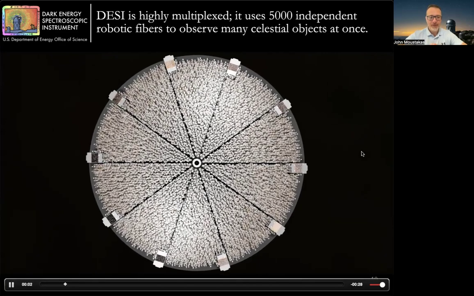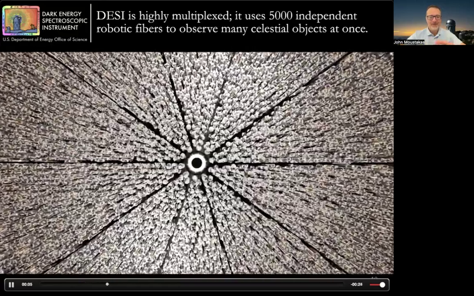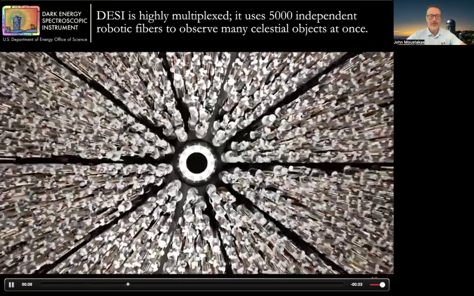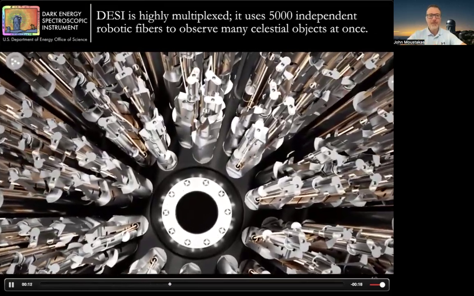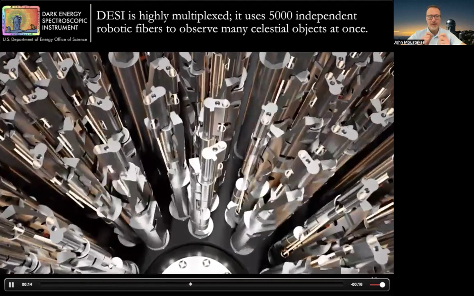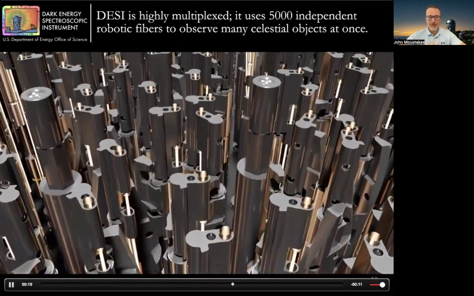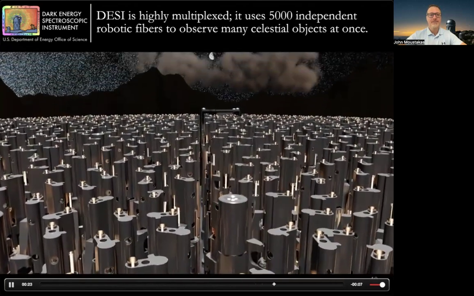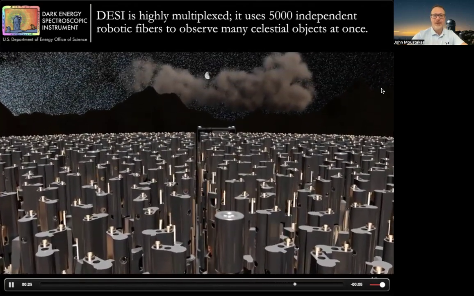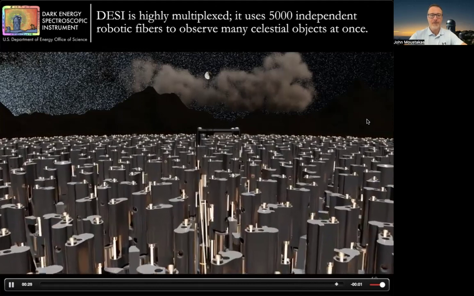So you can see when we're far away, kind of an ocean of movement, but as you move in, you can see these individual fibers. And each fiber can move, as I said, independently in order to isolate the light of a distant object. And so in the sky, and this is what gives us the ability to observe many objects at once.